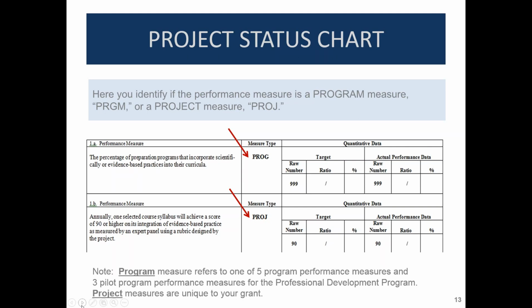You will notice in the example that 999 is entered in the target and actual data boxes for the program measure. You will also use 999 for the data for all program measures. In turn, you report data on the project performance measure that aligns with the program measure.